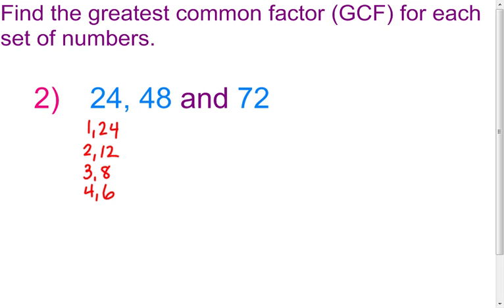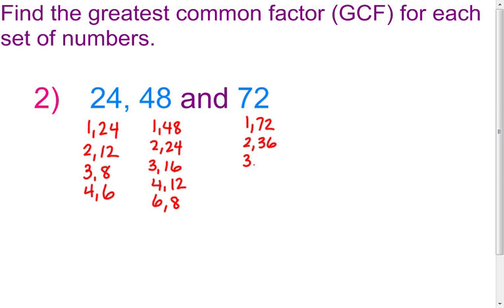Okay? Then I'm going to go to 48. So 48 we know is 1 and 48. 2 and 24. 3 and 16. 4 and 12. And 6 and 8. 72 is 1 and 72. 2 and 36, 3 and 24, let's see, 4, does 4 go into 72?